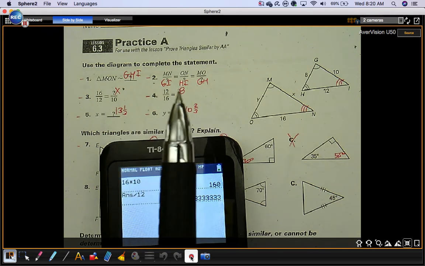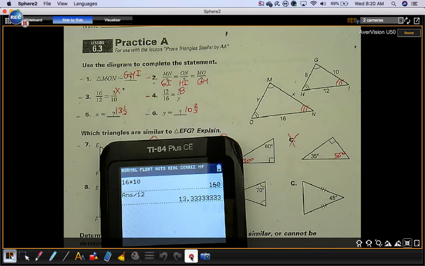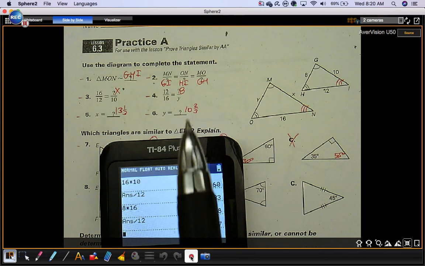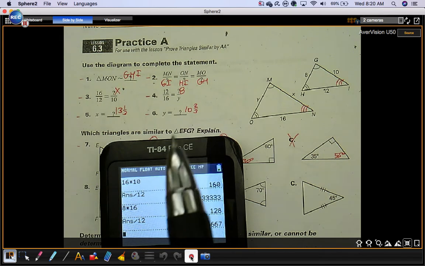We'll solve this one now. We'll do 8 times 16 and divide by 12. And that gives you 10.6 forever. There's a 7 on here because obviously the 6 would round up to a 7. 0.6 forever is 2/3. So this is 10 2/3.